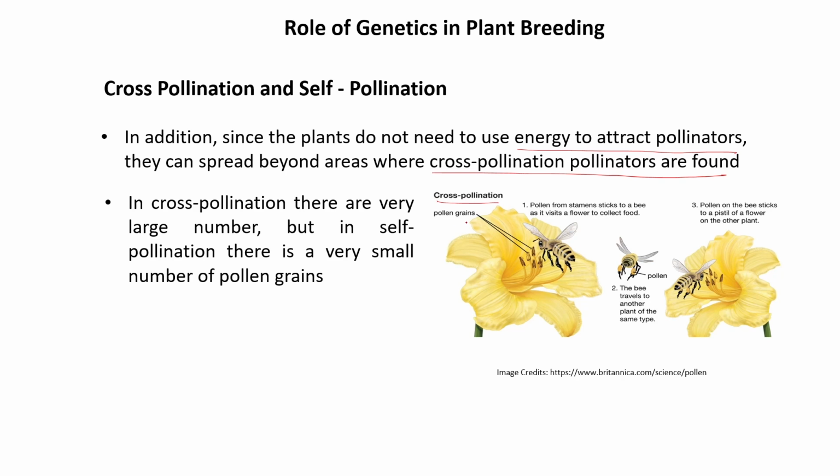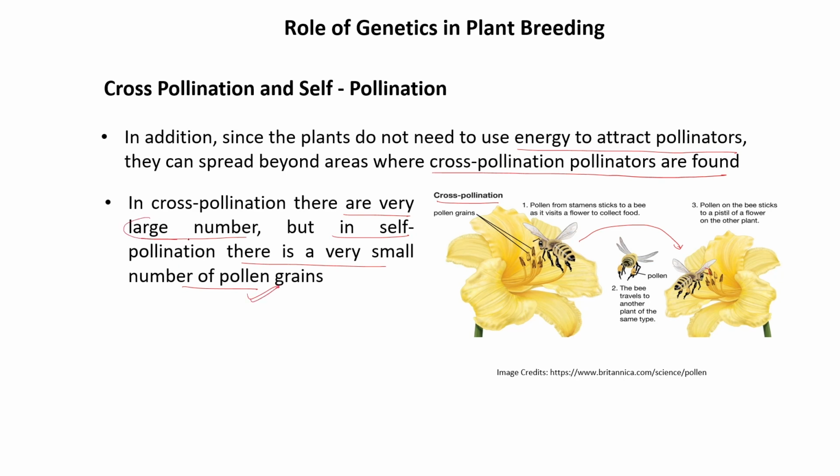Pollen from the stamens sticks to the bees as they visit the flower. It sticks to the body of the bee, and when it moves to another flower, that pollen grain can accidentally fall on the stigma, right? So in this way, the pollination takes place. In cross-pollination, there is a very large number, but in self-pollination, there is a very small number of pollen grains.